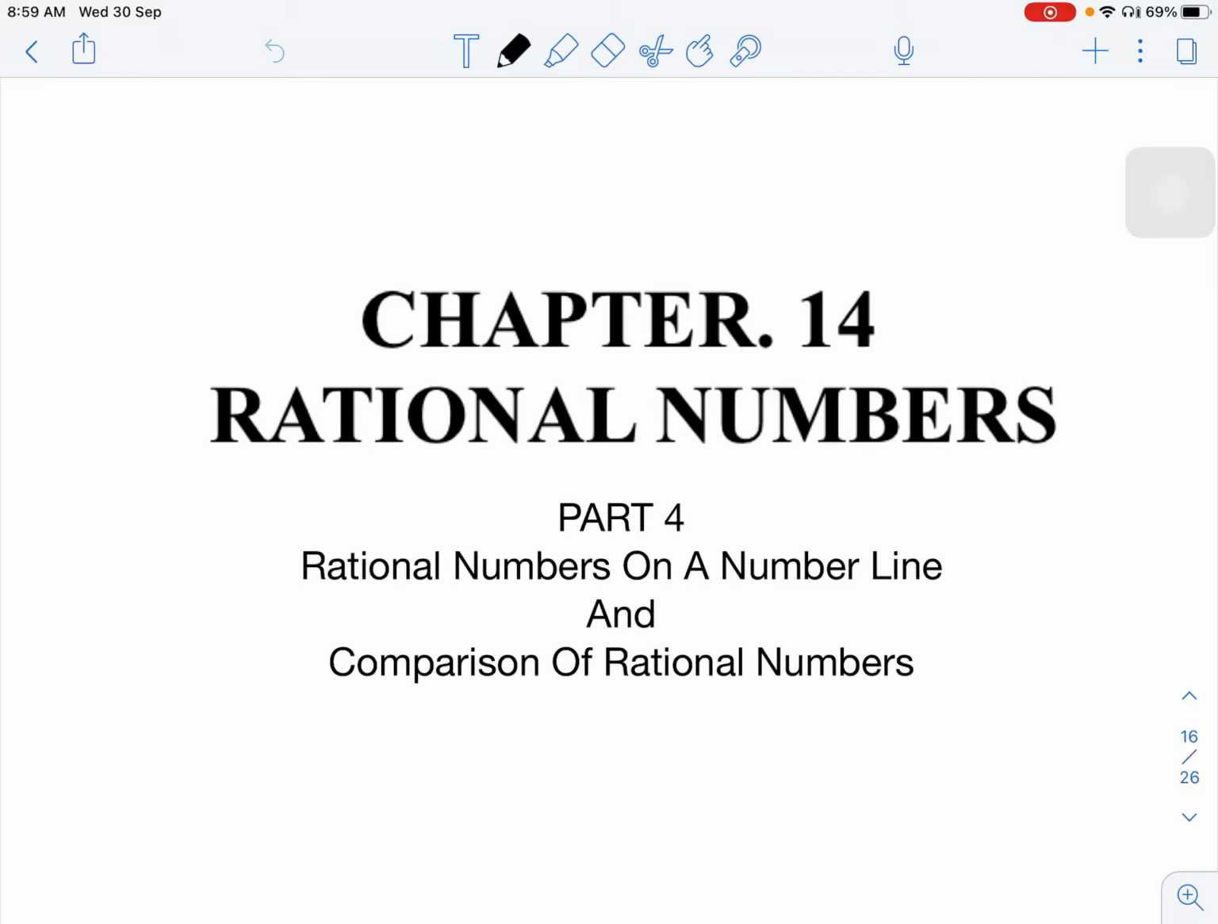So, hello students. Today we are going to learn part 4 of chapter number 14, that is rational numbers of class 7. In this part we are going to learn about rational numbers on a number line and comparison of rational numbers. So, let us start it.